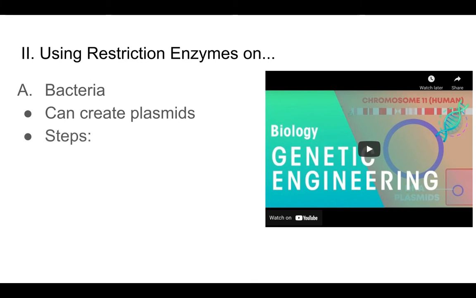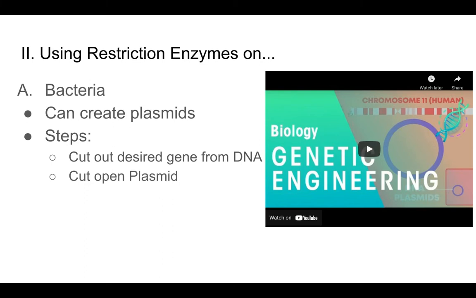If we're looking at how you would do this, it's a pretty simple step-through process. You would first use restriction enzymes to cut out a desired gene from a segment of DNA from an organism. For example, the actual GFP, the green fluorescent protein gene, was cut out of a jellyfish genome. Then you would use the restriction enzymes to cut open a plasmid, and then you would insert that new gene into the plasmid.